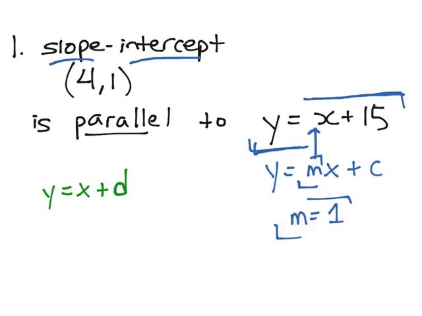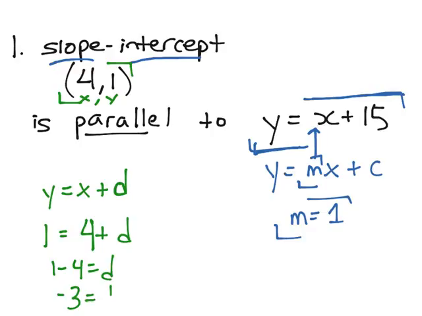So, we have a point. Let's plug that in. We know this point is on our line. So, given that our y in the point is 1, and our x is 4, 1 is equal to 4 plus d. We see that d must be -3. And plugging that into our equation for the line, we have y is equal to x minus 3. There we go. Next problem.